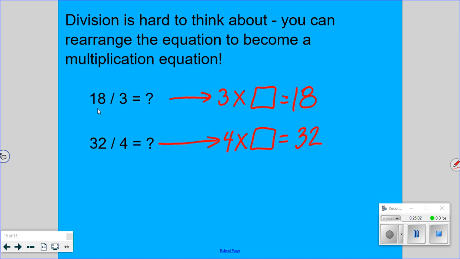Because for some of you, thinking 4 groups of something equals 32 is way easier than 32 put into 4 groups. For a lot of people, the multiplication version is easier. And I'm talking about people in the world, not just 3rd graders, regular adults. This multiplication version is easier.